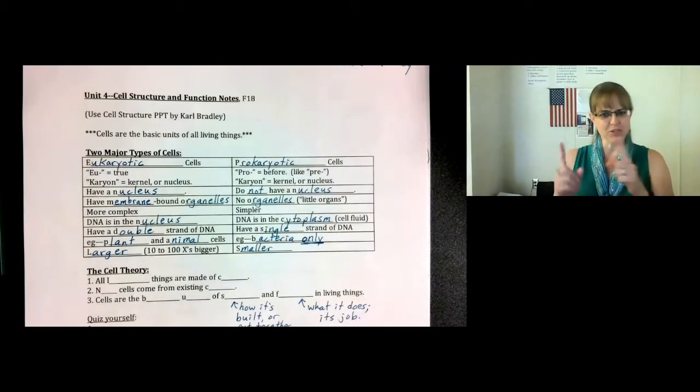DNA is usually double-stranded. There are two strands that wrap around each other. And that's true in any eukaryotic cells. But in a bacteria, in a prokaryotic cell, the DNA is just one strand, which is kind of unusual. Finally, eukaryotic cells are much larger than prokaryotic cells. Eukaryotic cells are anywhere from 10 to 100 times bigger than bacteria.